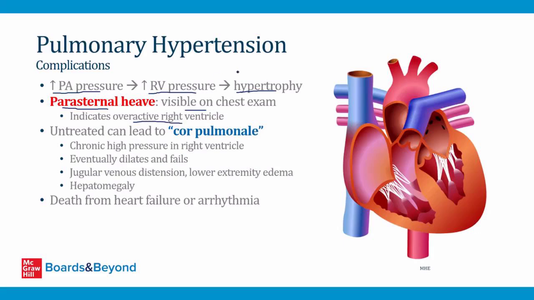Now, initially, what you get from pulmonary hypertension is right ventricular hypertrophy, but over time, it can lead to a clinical syndrome known as cor pulmonale. This is what happens when there's chronic high pressure inside the right ventricle. The right ventricle will eventually dilate and fail because of the high blood pressure, and this can lead to all the clinical findings of right heart failure, things like jugular venous distension, lower extremity edema, the liver can become congested and there can be hepatomegaly, and eventually the way that people die from pulmonary hypertension is from right heart failure or arrhythmias related to the dilated abnormal right ventricle.